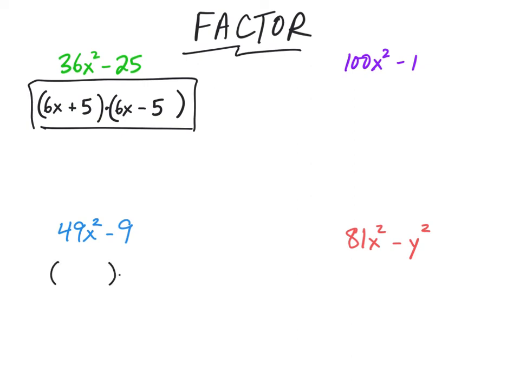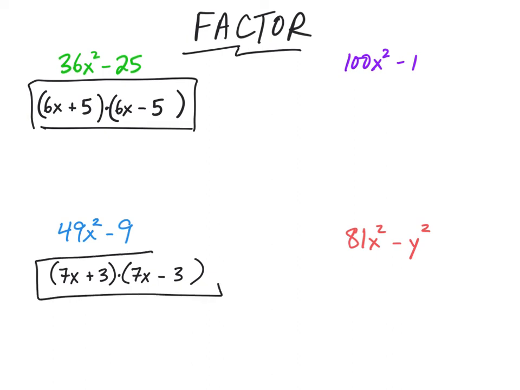49x squared. I know that 49 is a perfect square, 7 times 7. X squared is a perfect square, x times x. 9 is a perfect square, 3 times 3, but it's a negative 9, so I need a positive times a negative, and I am done. No boxes necessary.